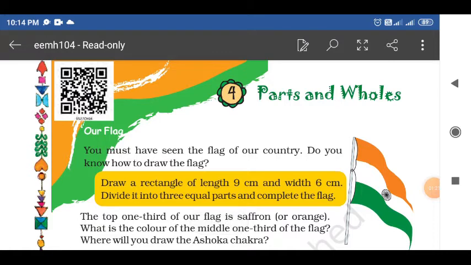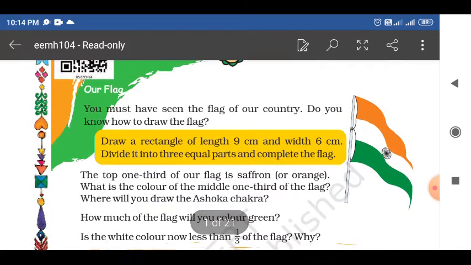Our flag. You all know about our flag, right? You must have seen the flag of our country. Yes. Do you know how to draw the flag? See how to draw a flag.